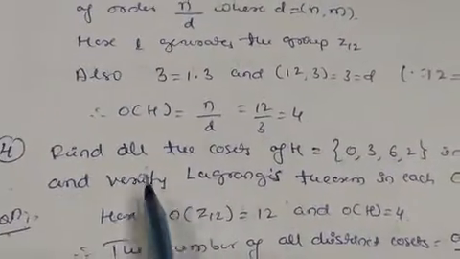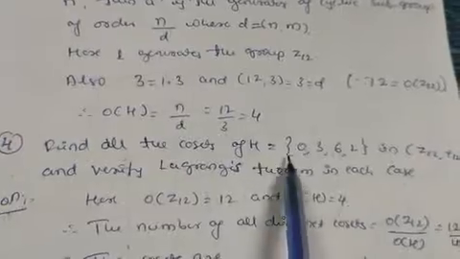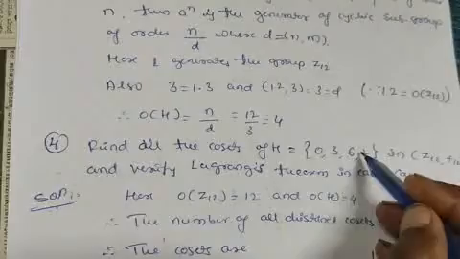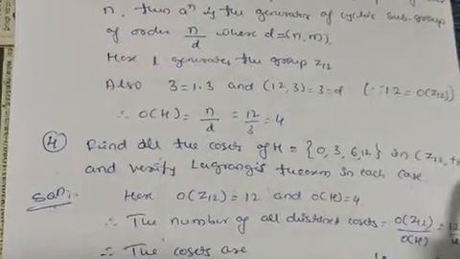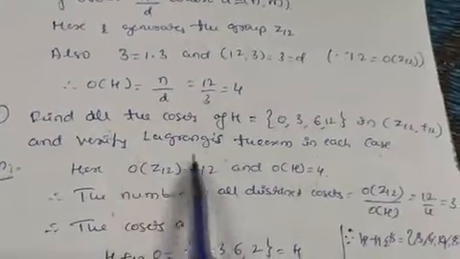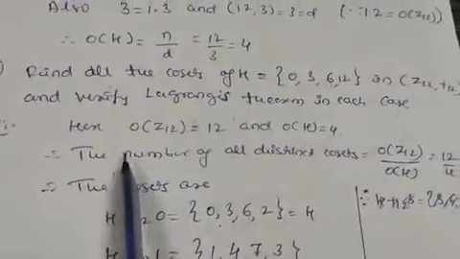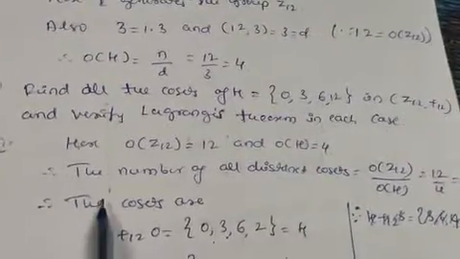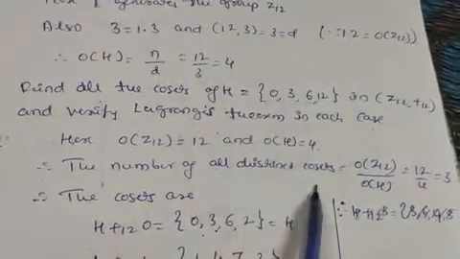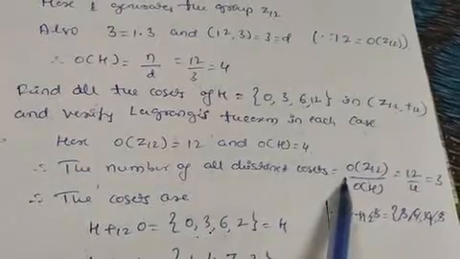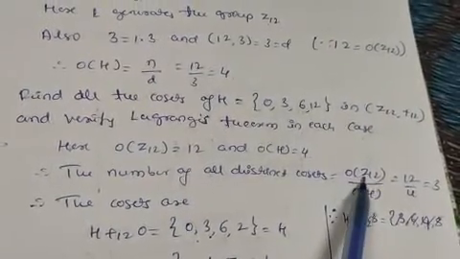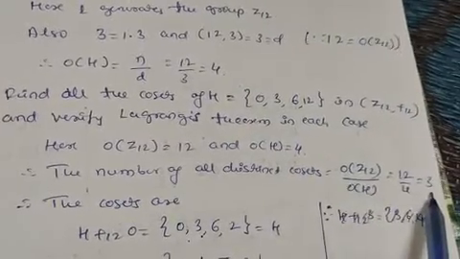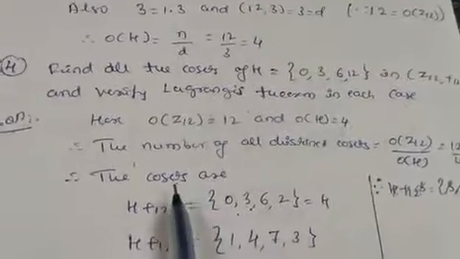Let us take one more example. Find all the cosets of H equals 0, 3, 6 and 9 in Z12 under addition mod 12 and verify Lagrange's theorem in each case. Here the order of Z12 is 12 and the order of H is 4 because we have 4 elements in it. Therefore the number of all distinct cosets is the order of G divided by the order of H, where G is Z12. So 12 by 4 equals 3. There are only 3 different cosets here.